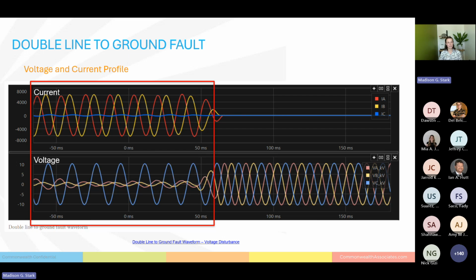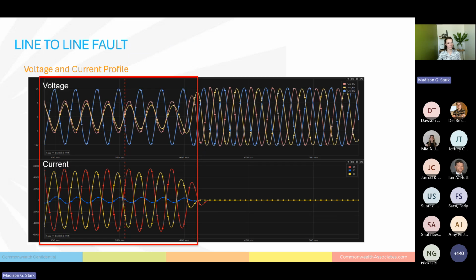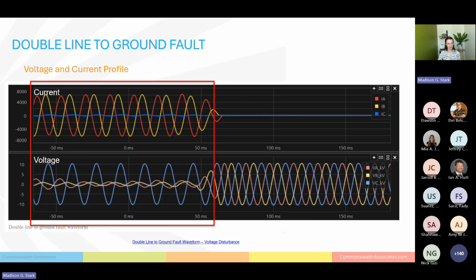This is a double line to ground fault. Now, if you notice, this is your current up top and your voltage down here now. This is incredibly similar to the waveforms that you see on a line-to-line fault. Very similar on the double line to ground fault. The actual change in magnitude between these two different types of faults is really going to depend on the system grounding and the impedance of the fault itself. And that's really what's going to impact the magnitude. The grounding faults in general, the magnitude of those faults is more heavily influenced by the system configuration than your phase-to-phase faults.